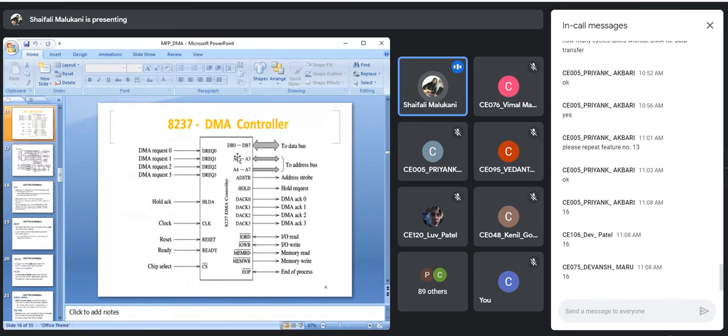Out of that, A0 to A7 are okay. But how many are remaining? A8 to A15, you need A8 to A15 lines, right?